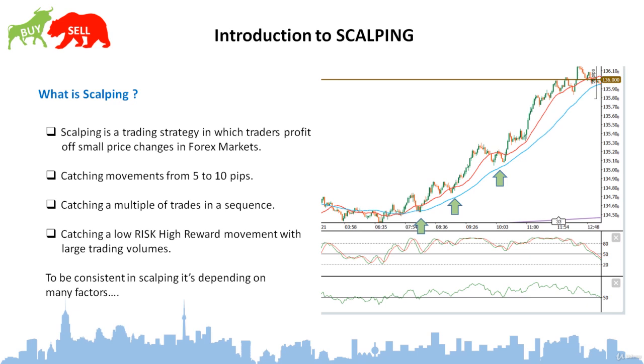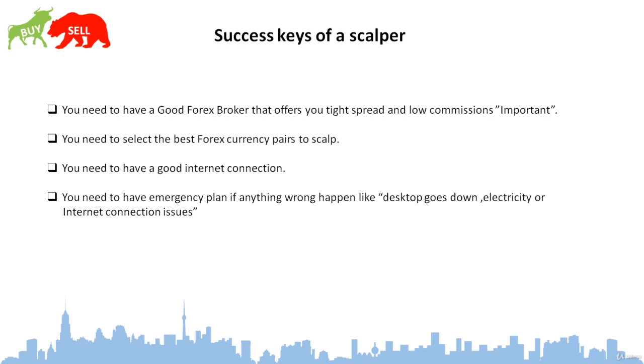To be consistent in scalping, it depends on many factors. We will see this in the next slide. Success keys of a scalper. These are 4 rules to achieve success in Forex scalping. A trader needs to have a good Forex broker that offers tight spreads and low commissions. That's a very important point, so we will develop that in the next chapters.